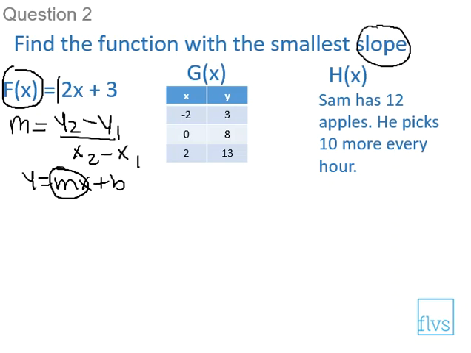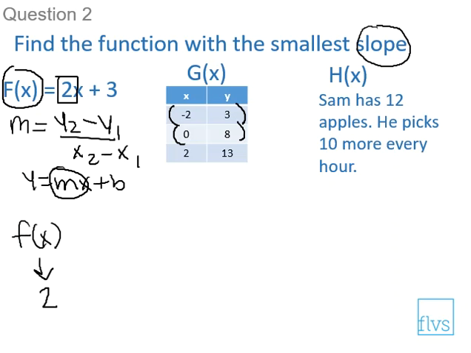So for f of x, the slope is going to be 2. For g of x, it's not quite as simple. We're going to have to use the slope formula. So we're going to pick 2 points. Let's use negative 2, 3, and 0, 8. This will be our x-coordinate, and this is our y-coordinate.